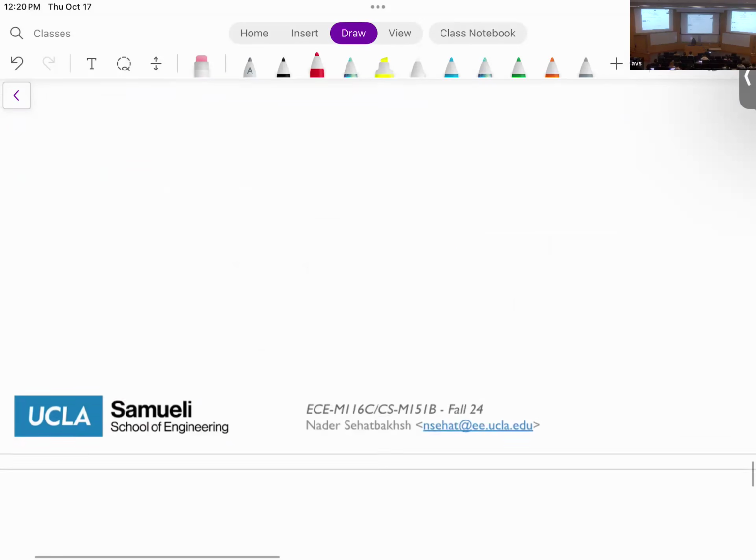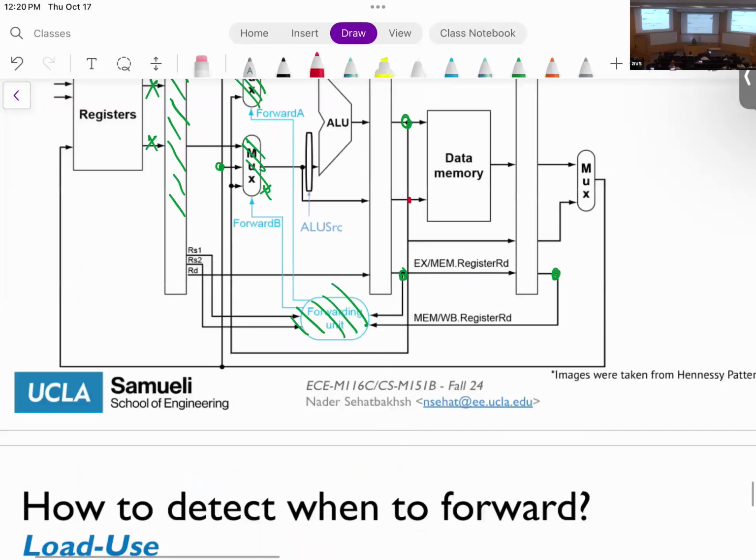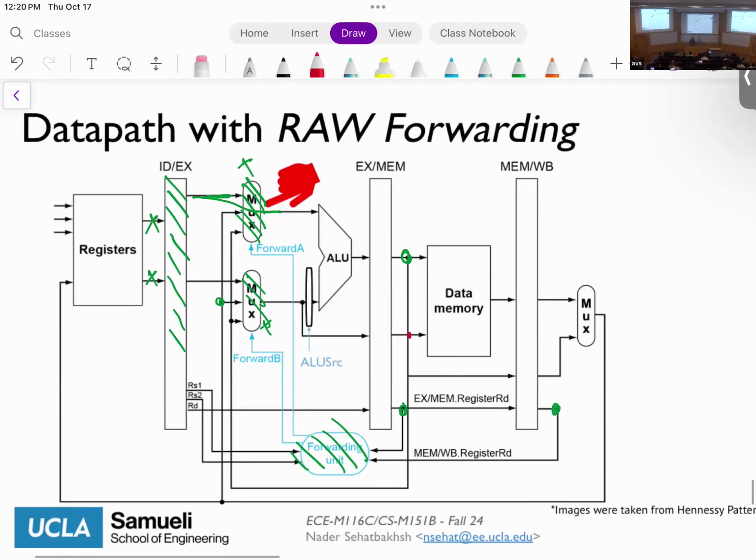Okay? All right, so as I said, this would be the model that we're going to use. As you can see, this is basically your RD for the EX/MEM stage. This is the MEM stage. And this is the RD of MEM/WB, the write back stage. So we're going to feed this into my forwarding unit. I'm going to also feed my RS1, RS2 into my forwarding unit.